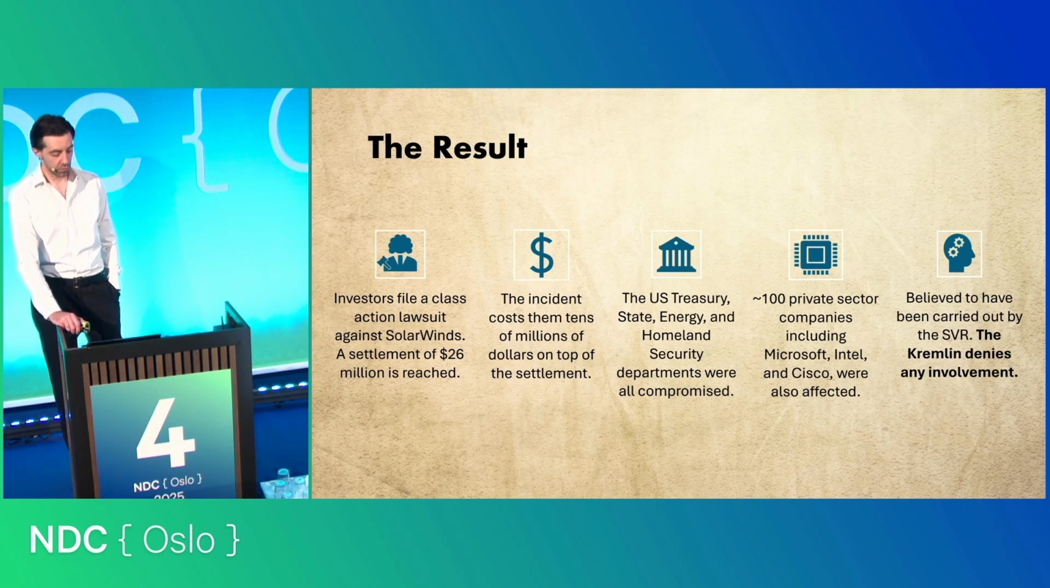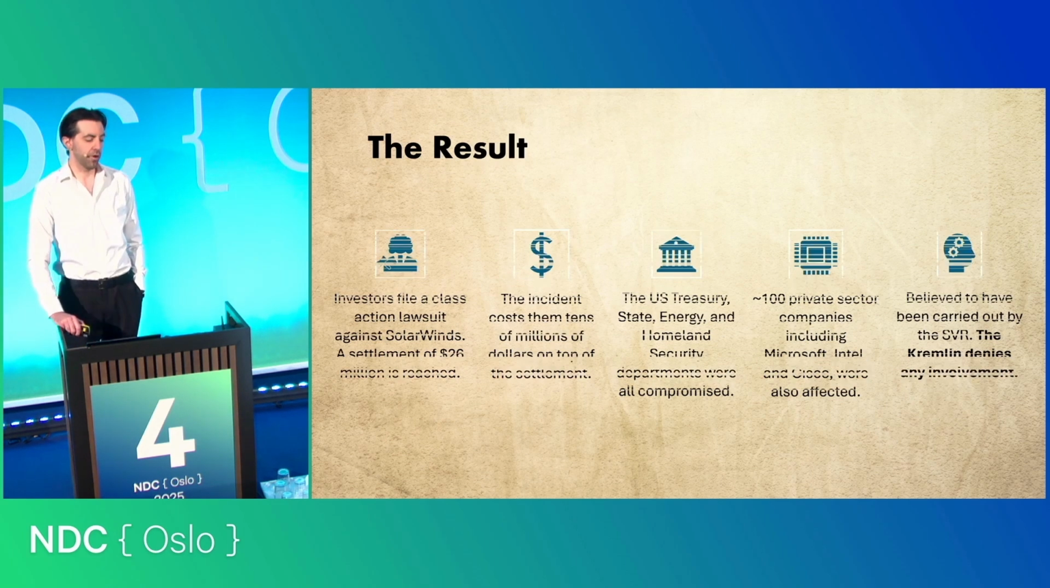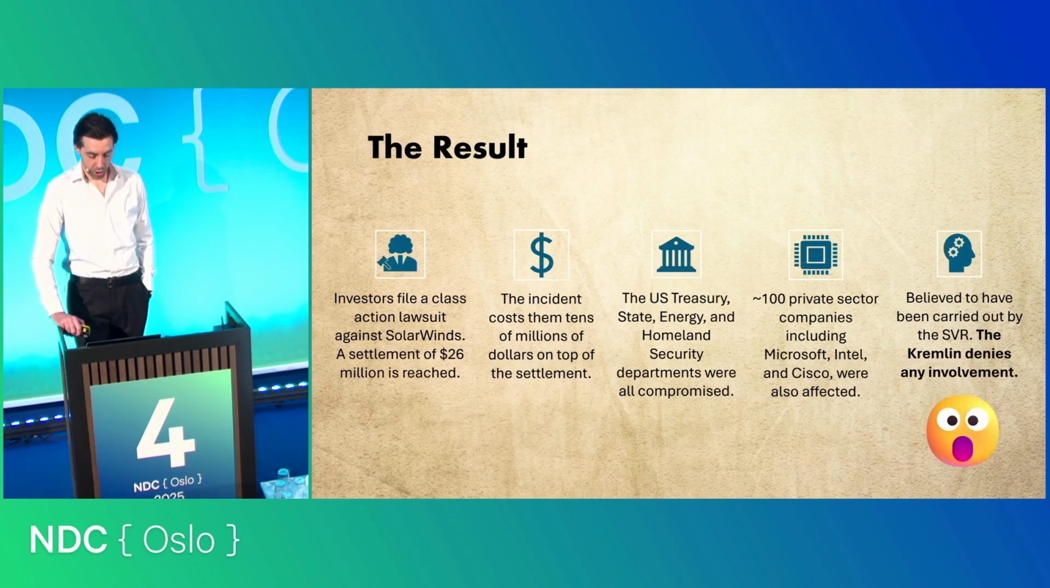Class action lawsuit against SolarWinds for $26 million. Tens of millions of dollars on top of that for the investigation and the recovery and dealing with the problem. US Treasury, State, Energy, and Homeland Security, some of the most important departments of the US government, were all compromised by this. 100 private sector companies, including some very big names that you've definitely heard of. And they think it was carried out by a Russian-backed group that had support of the Kremlin. Kremlin denies any involvement. Absolutely shocked about that.